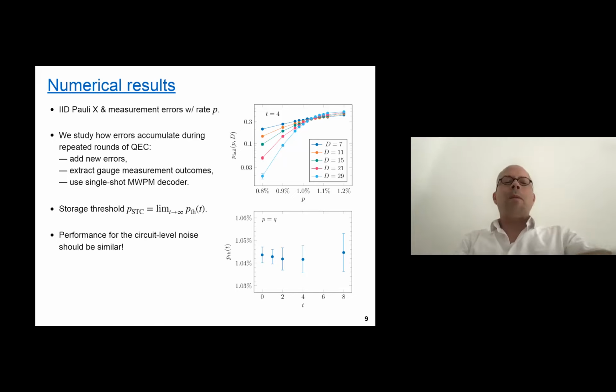Is there anything special about measurement errors compared to other errors, compared to the more standard setting of decoding?